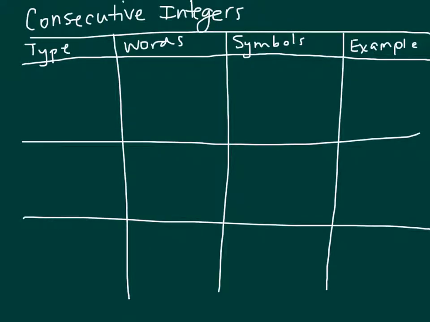Some things that we're going to look at are things like consecutive integers. We're talking about integers that come in counting order, or right in a row. So we're going to look at three different types. The first type we're going to look at are consecutive integers, and we're going to describe them as integers that come in counting order.